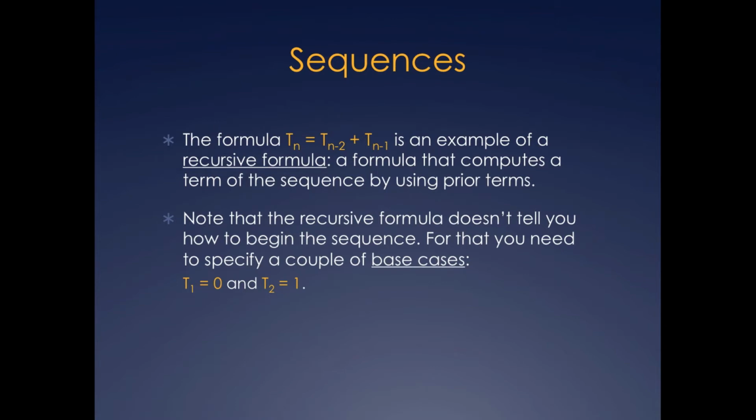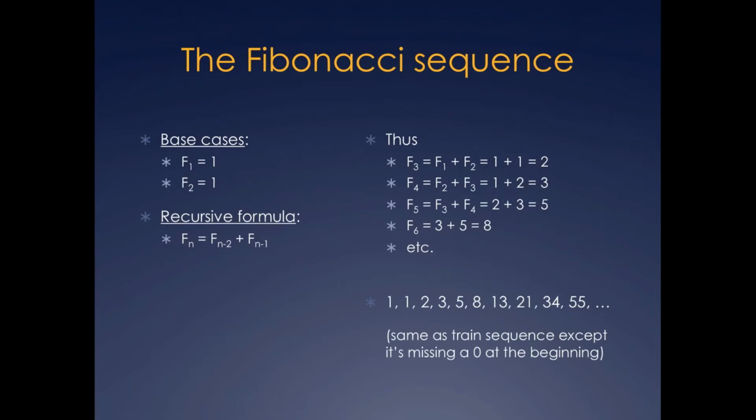All right, let's look at another example. This is the example that's called the Fibonacci sequence. You might think that's a pretty unusual word. This is an Italian name, Fibonacci. Now, for this sequence, I'm again going to specify two base cases. This time I'll say that the first term, f1, is 1, and the second term, f2, is 1. I'm using f now instead of t because it's the Fibonacci sequence. The recursive formula looks just the same as before, except that I'm using the letter f instead of t. It says that fn equals fn minus 2 plus fn minus 1.